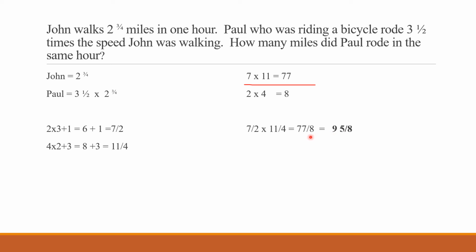We now divide 77 by 8. As you would know, this line in between is called a divider. So whenever you see this sign, you know that you are supposed to divide. Now you divide 77 by 8. In our case, we get 9 and remainder 5. The remainder 5 becomes the numerator, and the 8 remains the denominator. Hence the answer we got was 9 and 5 over 8.